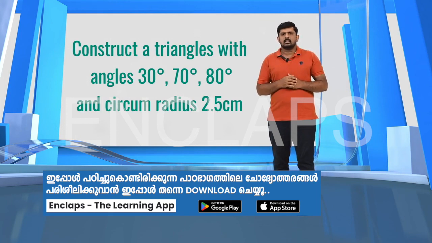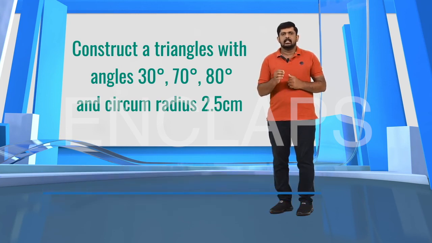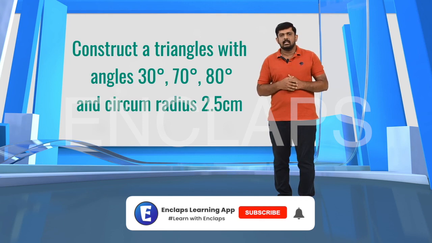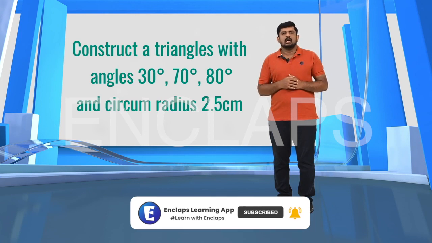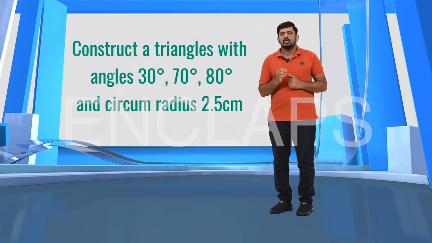Let us draw this triangle with the concepts we learnt. Now the angles of the triangle are 30 degree, 70 degree and 80 degree. So if the triangle is making these angles, then the angles at the center of the circle will be double of these angles, that is 60 degree, 140 degree and 160 degree.